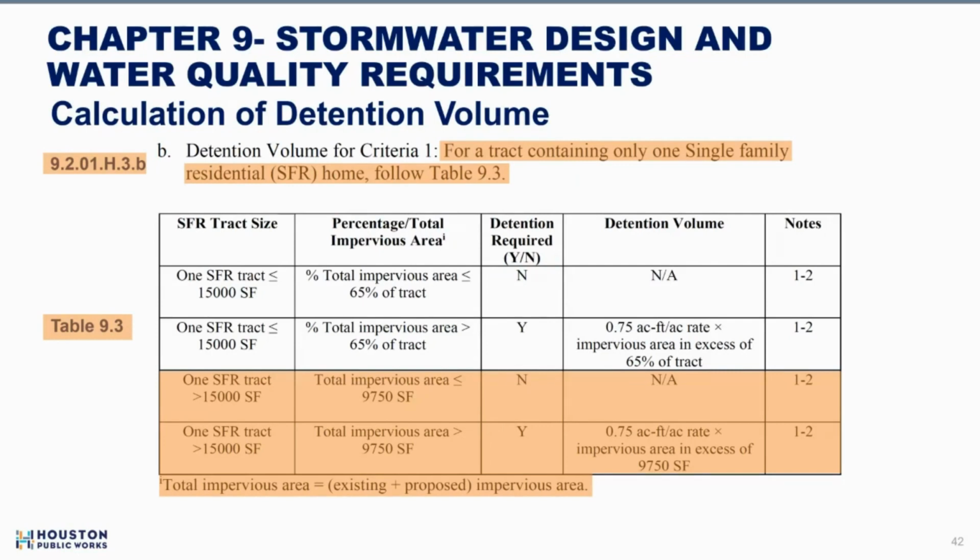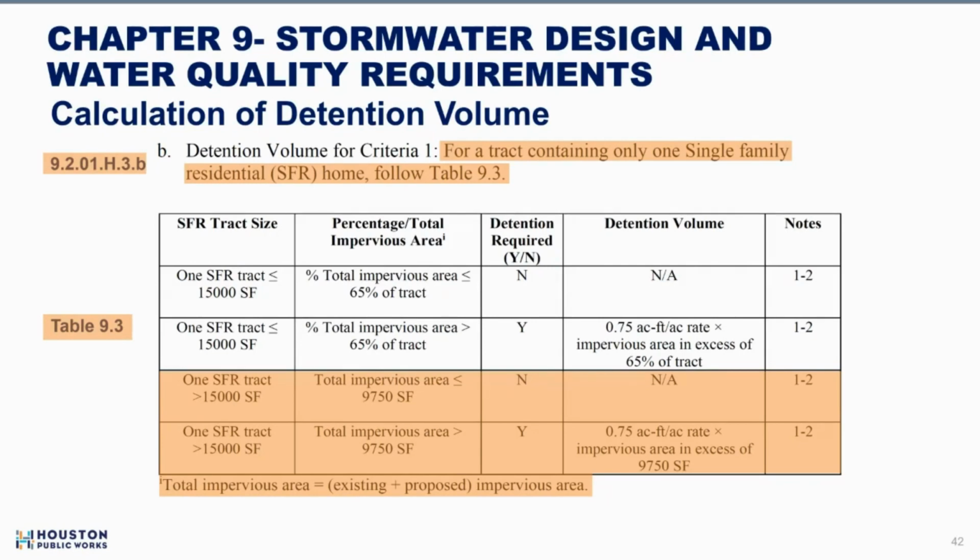The first table, which we call Table 9.3, has been created for detention volume calculations for a tract containing only one single family residential home. This table cannot be used if the replat shows multiple lots. So this table is intended if there is a tract which shows only one lot and a homeowner is trying to build only one single family house. The first 2 rows in this table are existing detention requirements. These rows are for tracts with one single family home up to 15,000 square feet tract size.